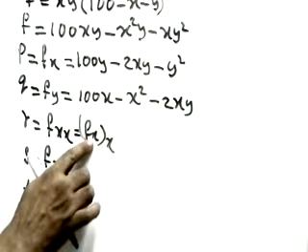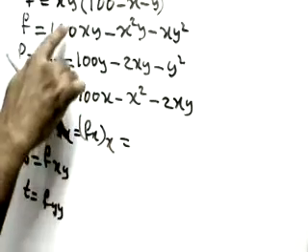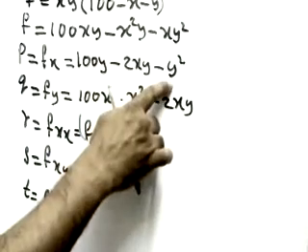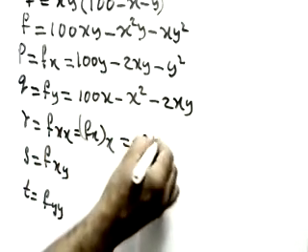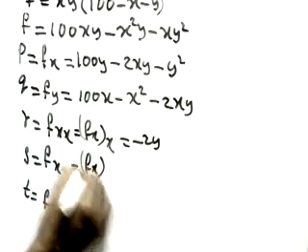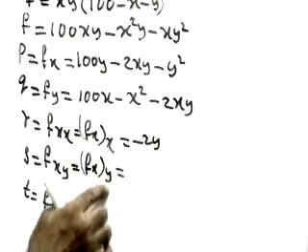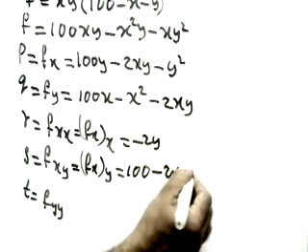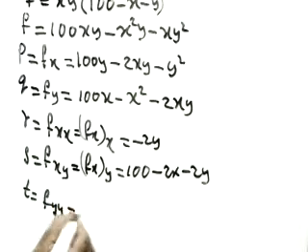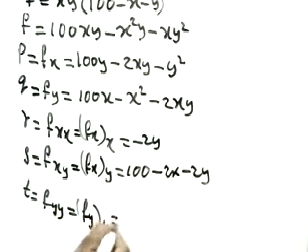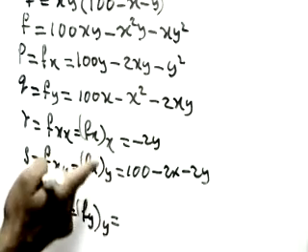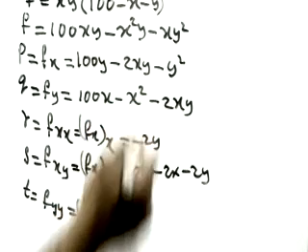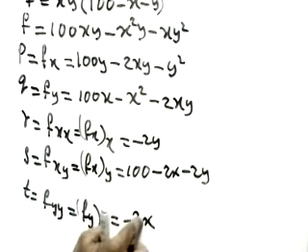fxx means differentiation of fx partially with respect to x. fx is this one. We have to differentiate this with respect to x. We don't have x here, so 0. Then x is 1 into 2y, 2y. fxy is partial differentiation of fx with respect to y. y is 1 into 100, 100. y is 1 into 2x, 2x. y squared is 2y. Lastly, fyy, partial differentiation of fy with respect to y. We don't have y here, so 0. y is 1 into minus 2x, minus 2x.